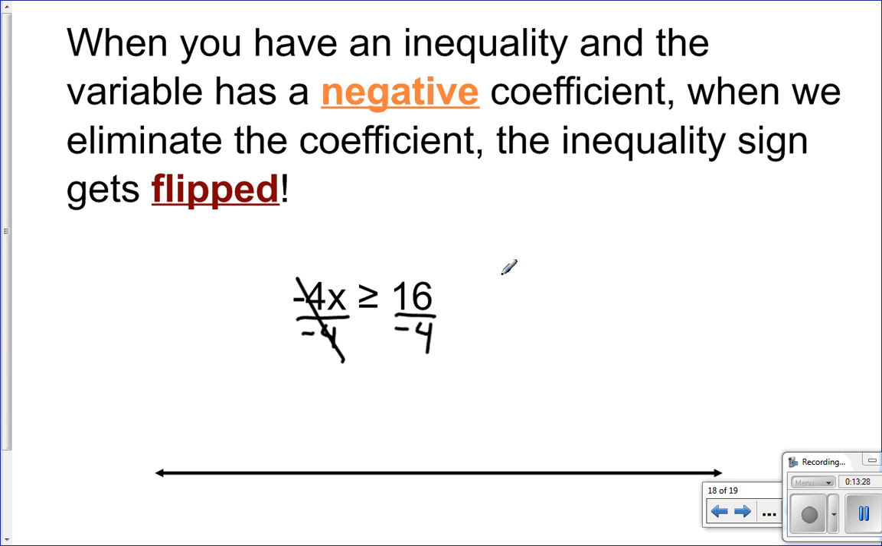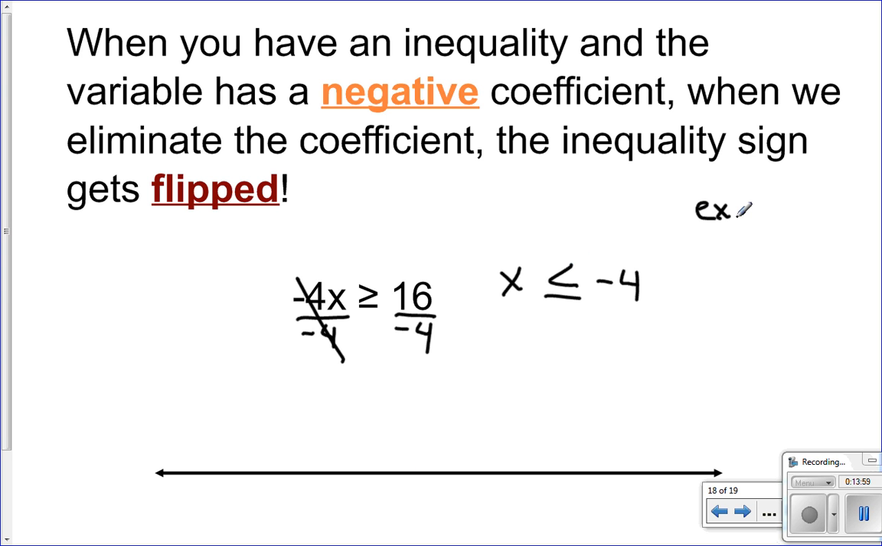So I get x, and 16 divided by negative 4 is negative 4. But to make this inequality true, I have to flip the sign. Notice this was greater than or equal to, now it's less than or equal to. Everything that's less than or equal to negative 4 is going to make this equation true. For example, if I had negative 5, negative 5 is less than or equal to negative 4.